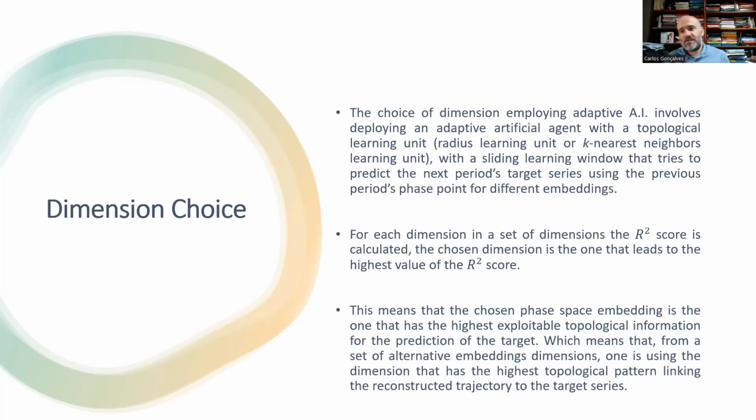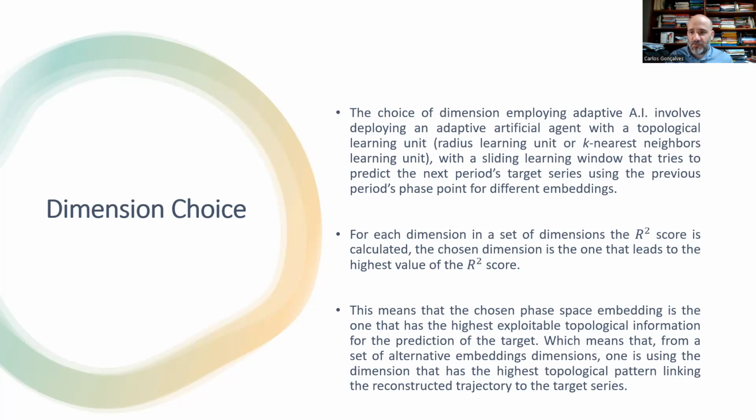to characterize this attractor. And we know that we have an attractor where we got the highest exploitable topological information. Therefore, we got the best topological order in terms of the relation between the attractor and the target series, the series that was used for the embedding.